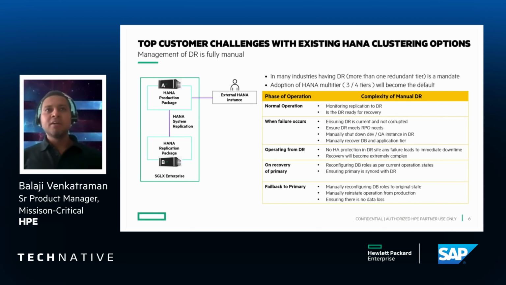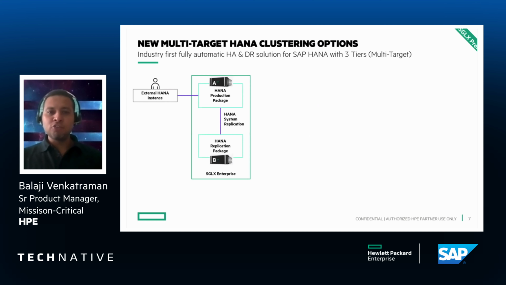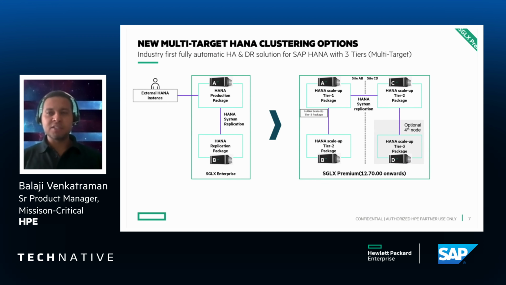So what we bring now with Service Guard for Linux Premium is the industry first fully automatic HA and DR solution for SAP HANA, where you can not just have a primary HA pair, which is fully automatic, but you can have complete DR capabilities, all managed automatically. So we move from the left to the right, where you can now have your primary, which is A, one secondary, which is B, that may be your HA pair, and then you can have two more standbys, C and D, in your DR data center. And all of this is today managed automatically by Service Guard.